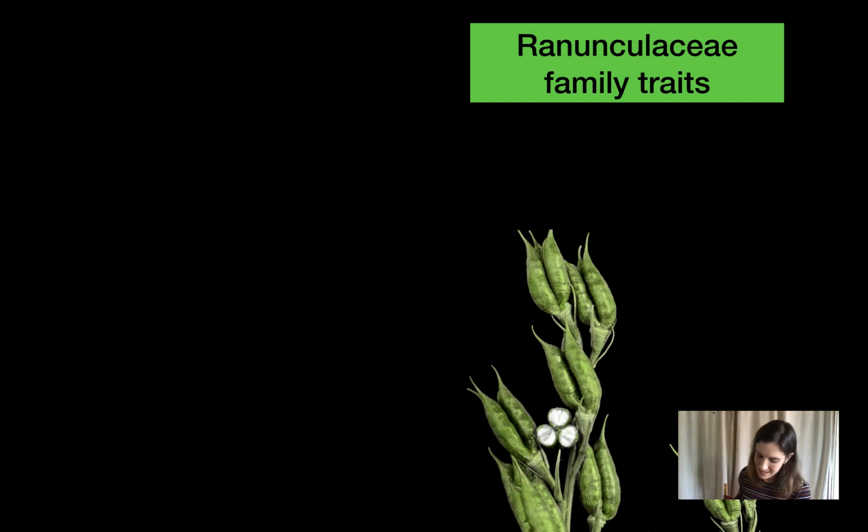Okay, and here are a couple of pictures of those fruits. So here are apocarpous clusters of follicles. And here there's only 3. You can kind of see that in this little cross section that the photographer has done here.